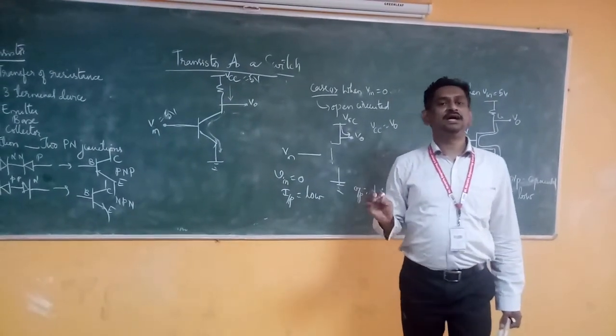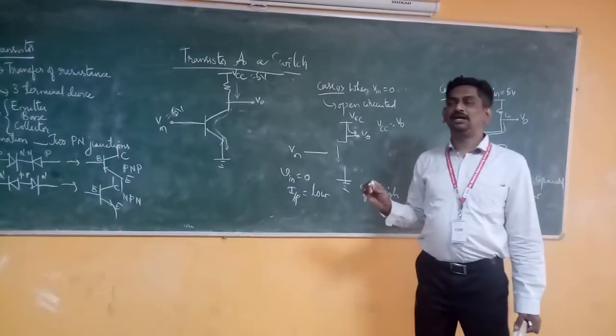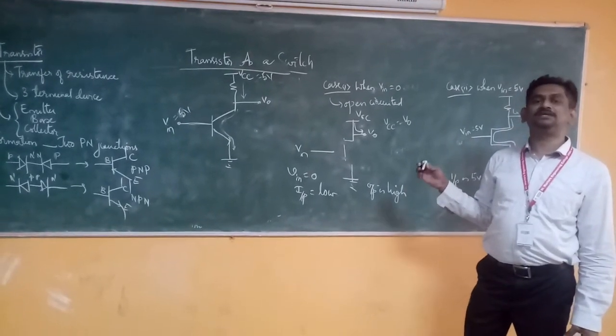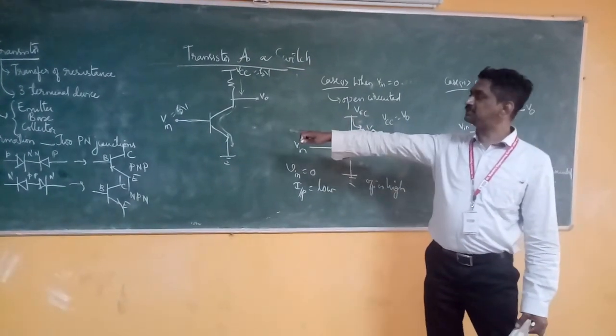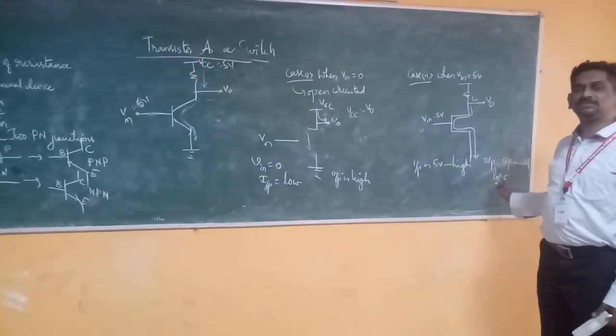One, as in a diode, when it is forward biased, the diode is on, and when it is reverse biased, the diode is off. Similarly, the transistor: when the input is low, output is high, and when the input is high, output is low.